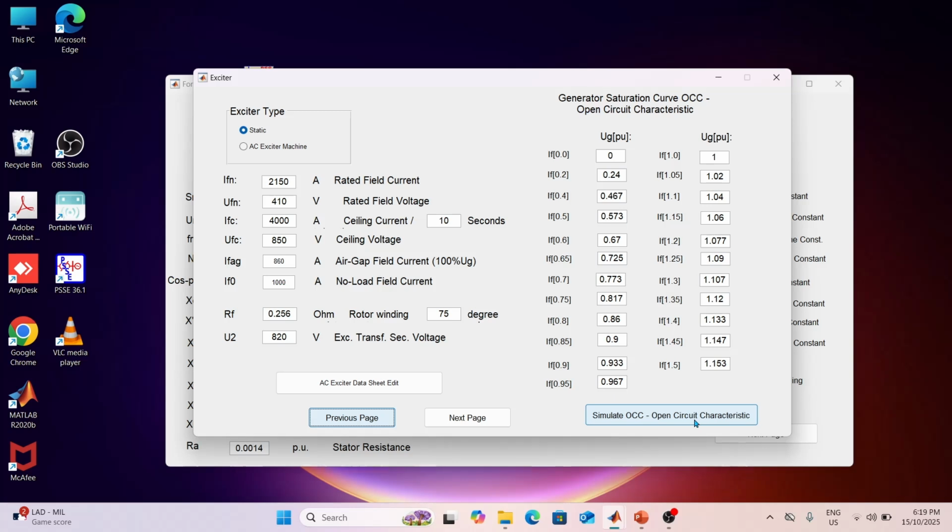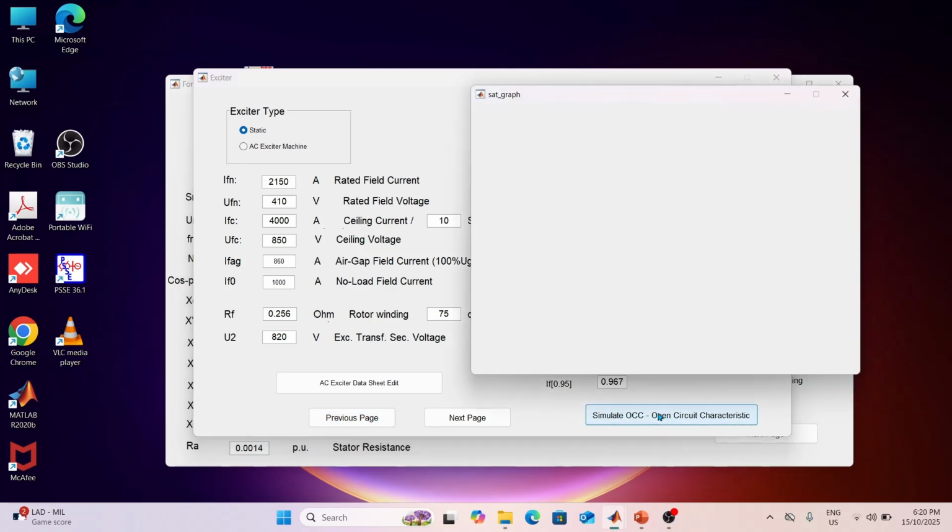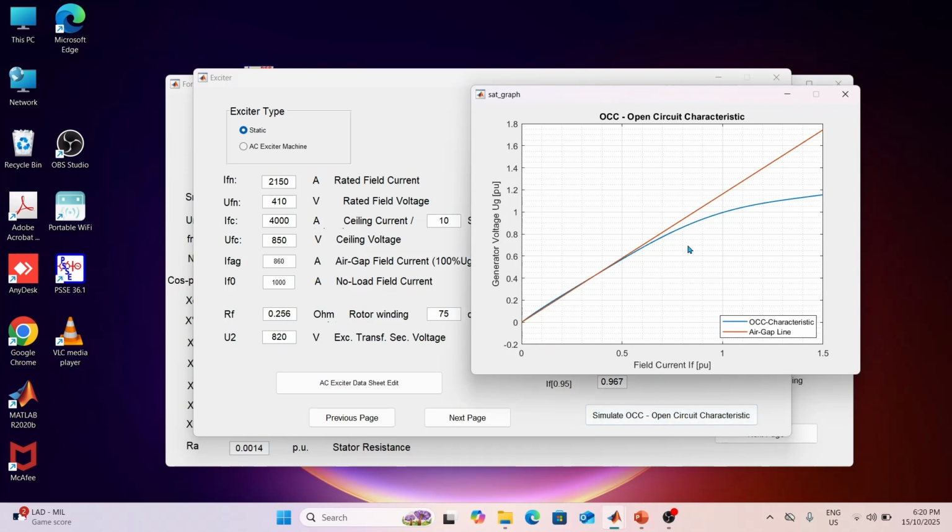the generator. Based on the data given in the data sheet or from the measurements, the open circuit characteristic can be simulated, and then we get the curves. The blue one is the OCC characteristic, open circuit characteristic, and the red one is the air gap characteristic. As you can see, on the x-axis we have the field current in per unit, and on the y-axis we have generator terminal voltage in per unit.